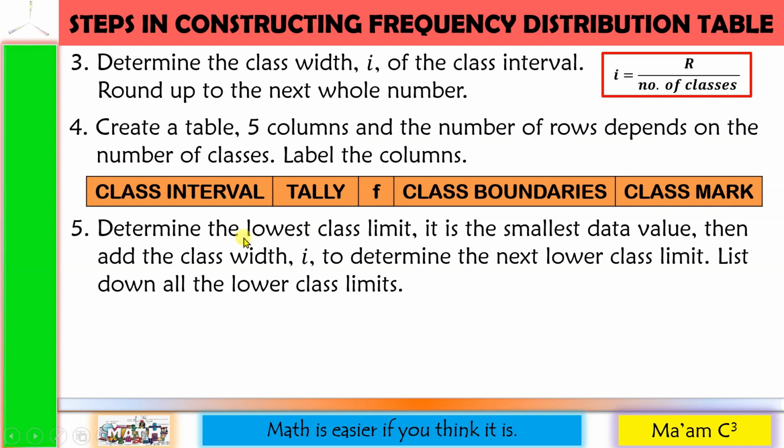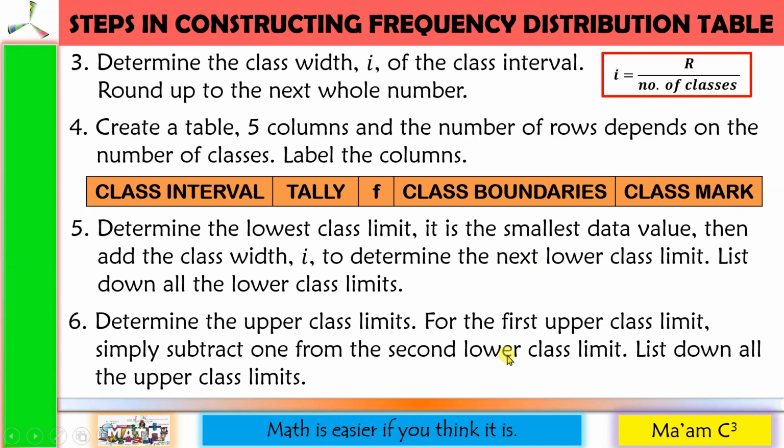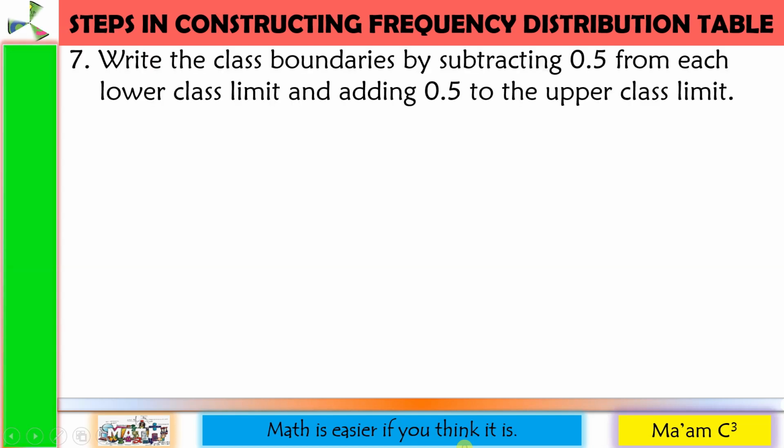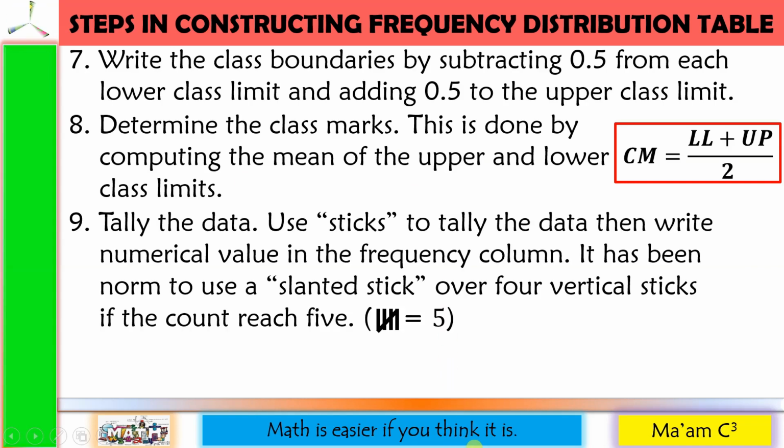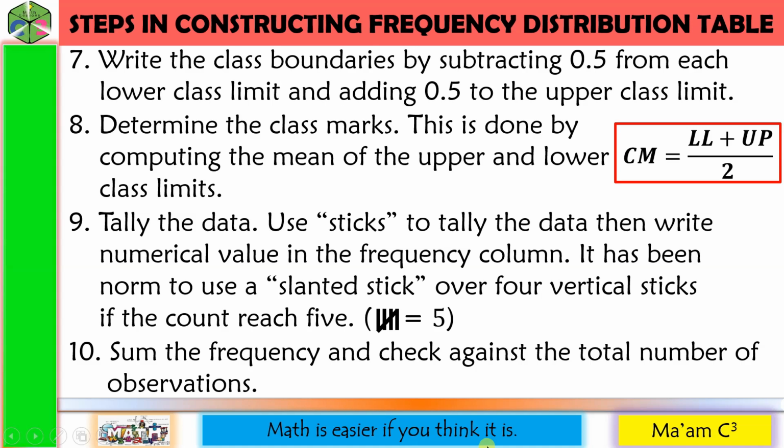Step 5, determine the lowest class limit as well as the next lower class limits. Step 6, determine the upper class limits. Step 7, write the class boundaries. Step 8, determine the class marks. Step 9, tally the data. And last step, sum the frequency and check against the total number of observations.